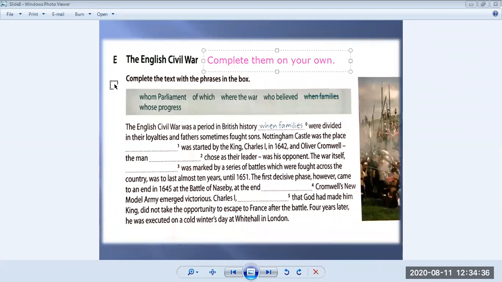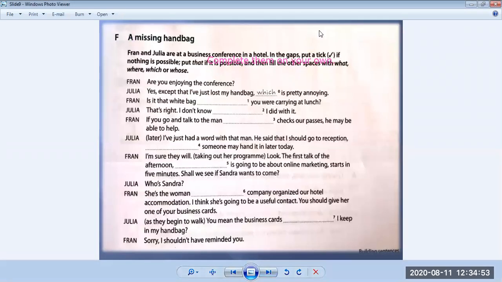So here, those words are given in the box. You're going to replace them, and that's it. You don't need to make any changes. Just find the right suitable word to fill the gap. And what about the next exercise? Next one is also the missing word. You're going to place "which" or "that" if it's possible, and also fill the other spaces with what, where, which, and whose to give additional information.